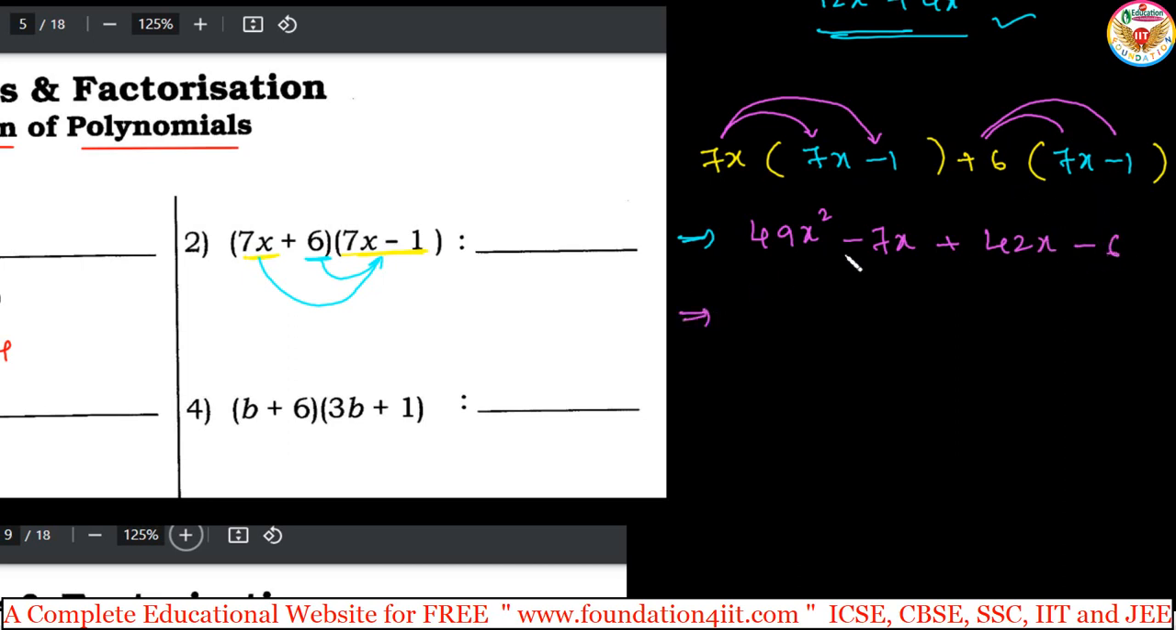Now the like terms are minus 7x plus 42x to simplify. So 49x square, and the last one, minus 6, is the same. These two are the like terms. Minus 7 plus 42, how much do you get? 35. So 35x, right? So this is the multiplication of the polynomials.